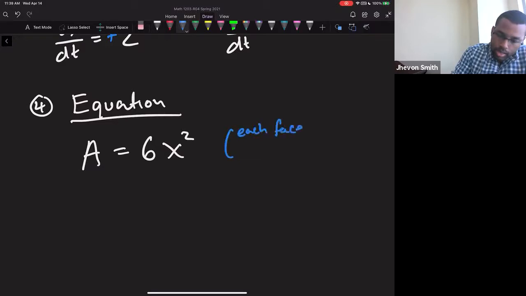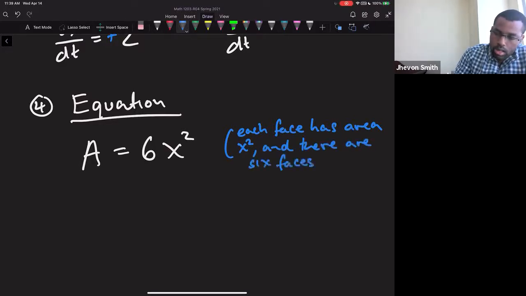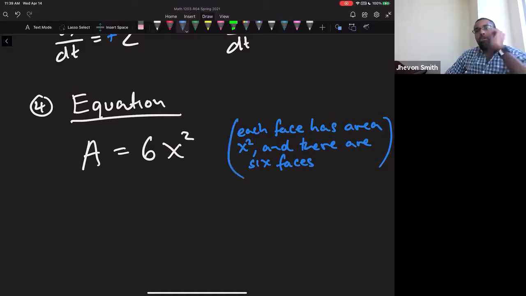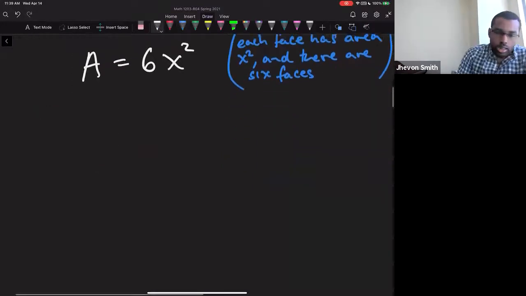Each face has area x squared, and there are 6 faces. Right, so we weren't told that there's no bottom or top or anything like that, which we'd have to read. Since we read carefully, we know that all 6 faces are in play. All right, so that's our equation.